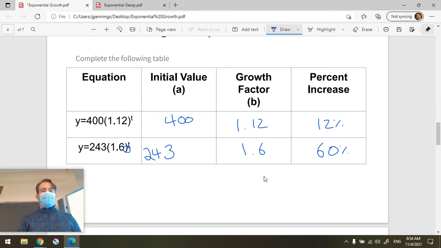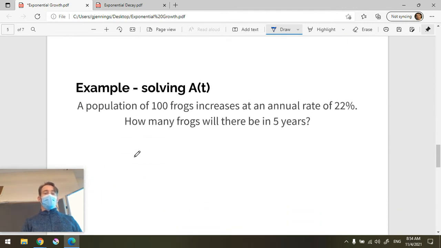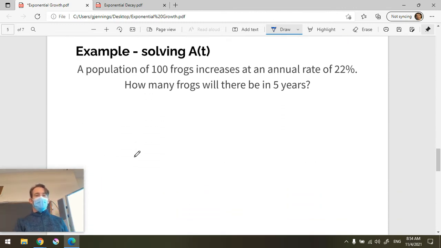So that is unpacking these types of equations and seeing this is my A, this is my B, my growth value, and the growth value is 1 plus the percentage increase. So I'm glad to see people can quickly convert decimals to percents here. That's good.